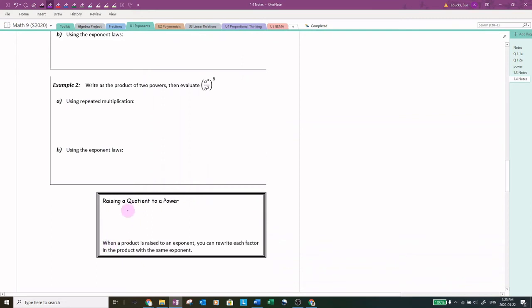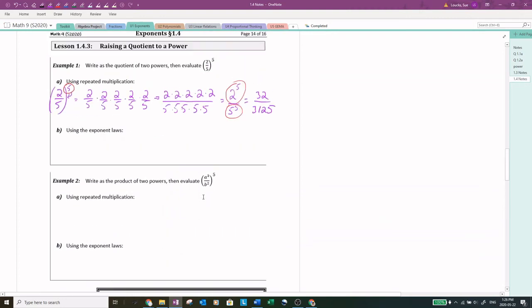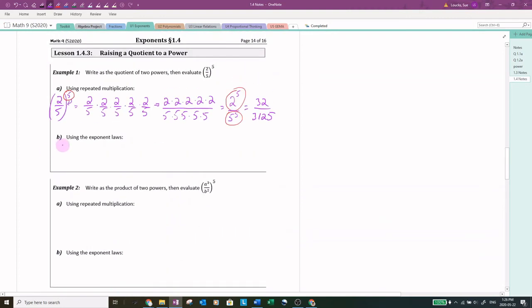The exponent law is that a over b raised to the m equals a to the m over b to the m. Okay? So if we apply that here, 2 over 5 to the 5 equals 2 to the 5 over 5 to the 5. That was pretty straightforward, wasn't it? So this equals 32 over 3125.